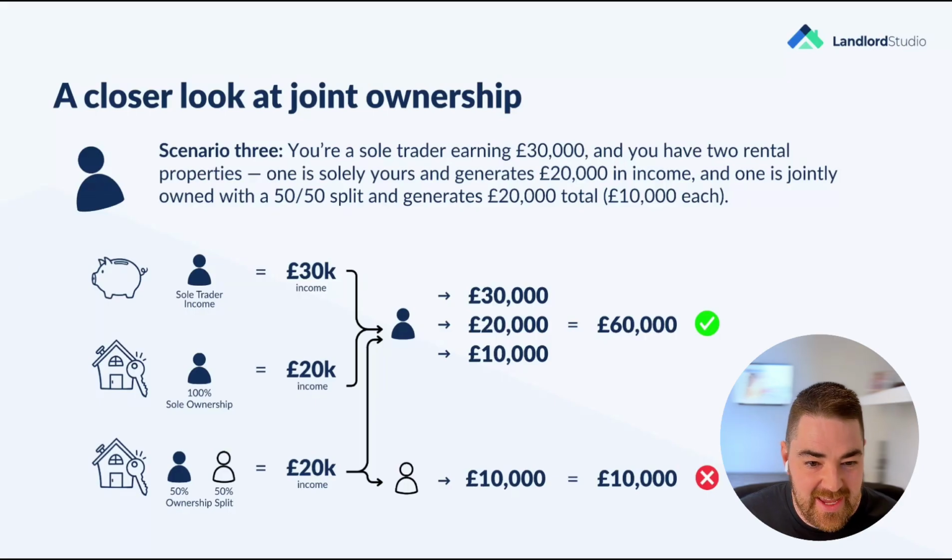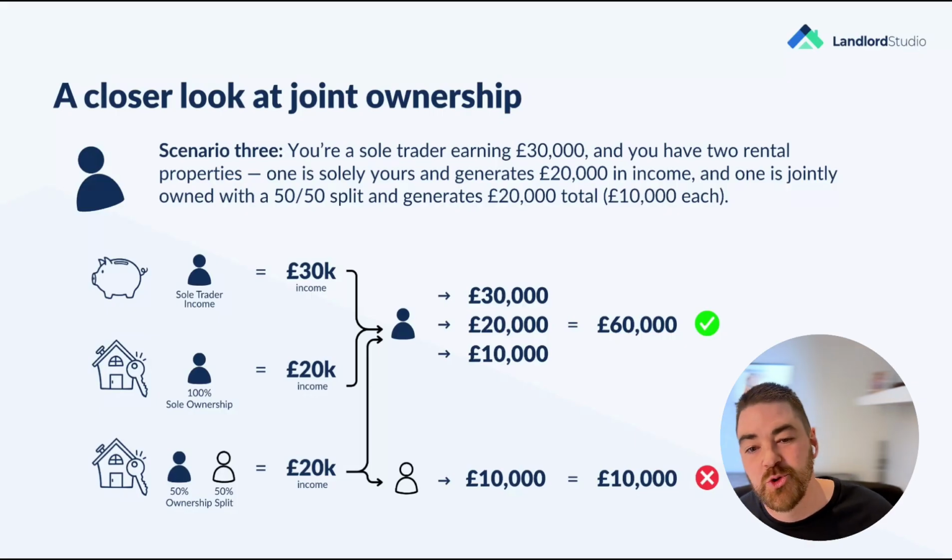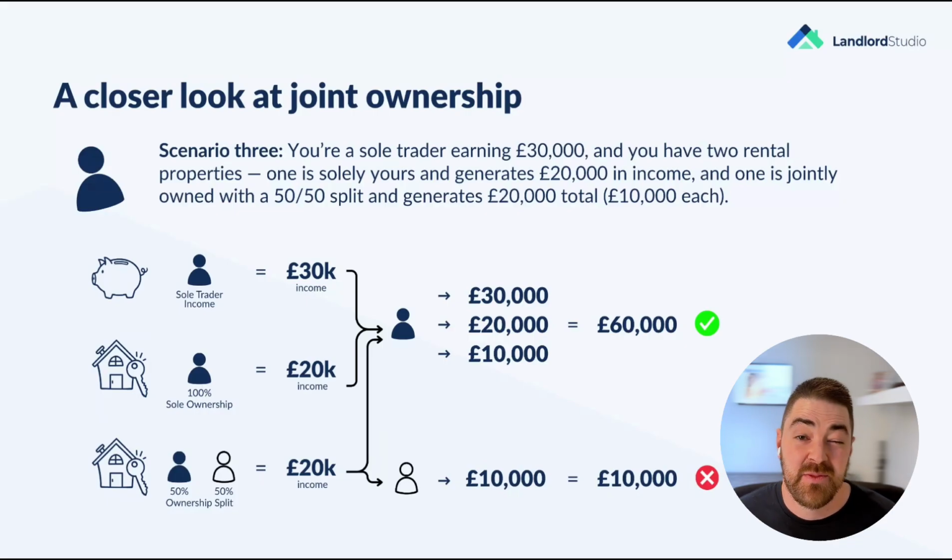Let's have a look at another example. This one is even more complex. You're a sole trader earning 30,000. You have 2 rental properties. One is solely yours, and it generates 20,000. One is jointly owned, and this generates 10,000 for you. Your total qualifying income from rentals would be 30,000. However, because you have the sole trade income, your actual qualifying income now brings you up to 60,000. So you would then need to register for MTD.